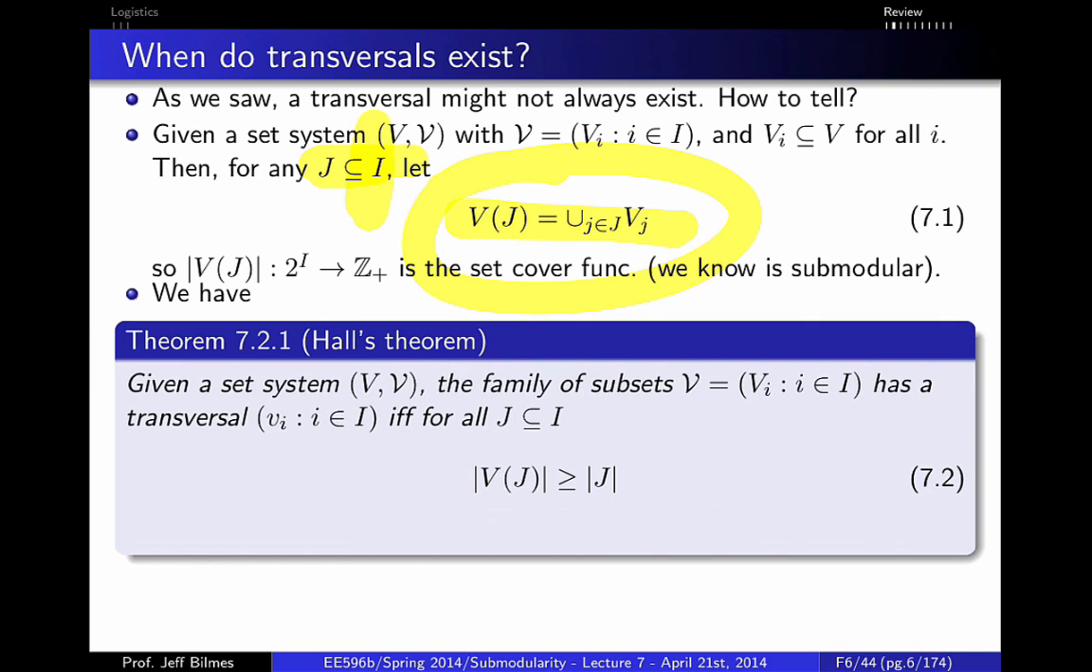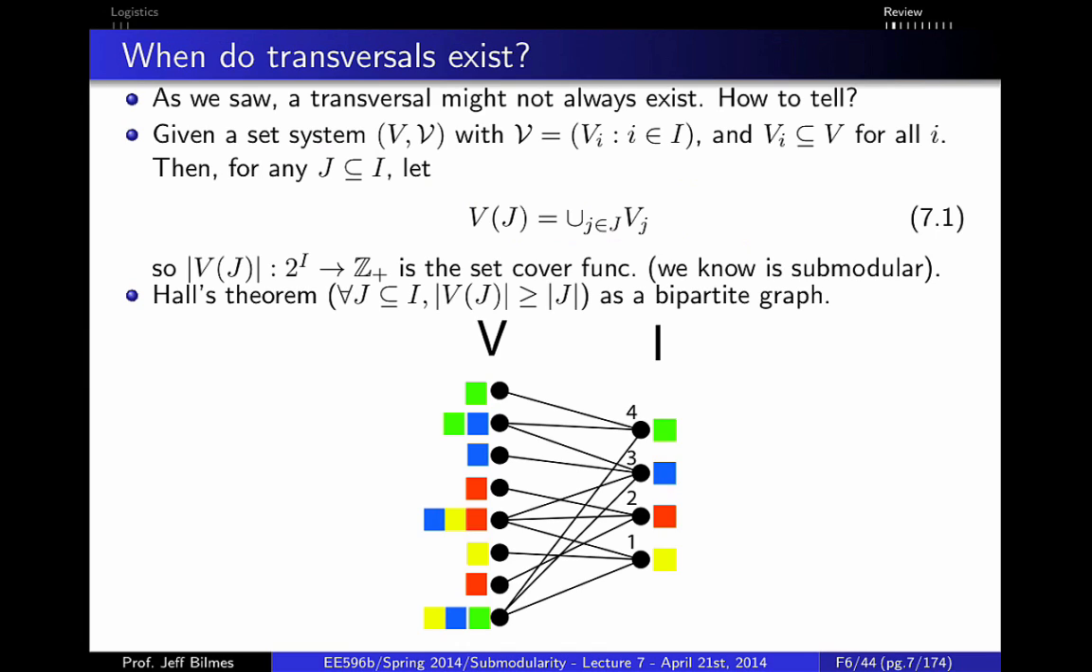Okay? Then Hall's theorem states that this set system has a transversal, or a system of distinct representatives, if and only if, for all index sets, for all subsets J of I, we have the following quantity: the size of V of J, the size of the neighbors. You can think of J as a subset of nodes on the right-hand side of the bipartite graph, and V of J is the neighbor set on the left-hand side of the bipartite graph. The size of the neighbors has to be greater than or equal to the size of the index set, for all possible index sets. And we saw this particular picture. So here's a bipartite graph.